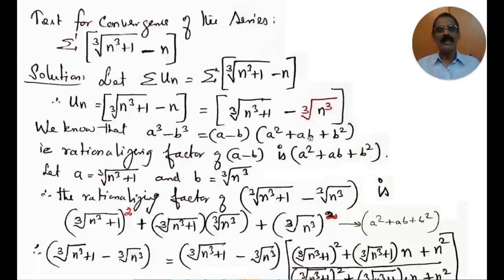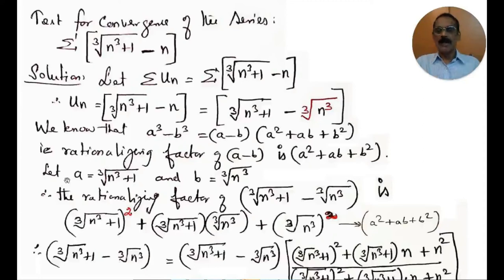So when you multiply, what happens? It becomes a cubed minus b cubed. There will not be any radical symbol. We have only rational numbers. Therefore, the rationalizing factor of a minus b is a squared plus ab plus b squared.